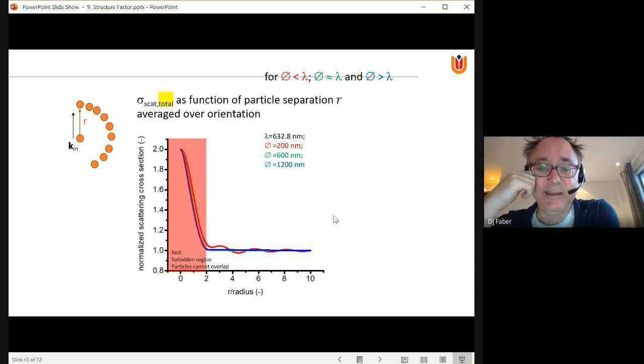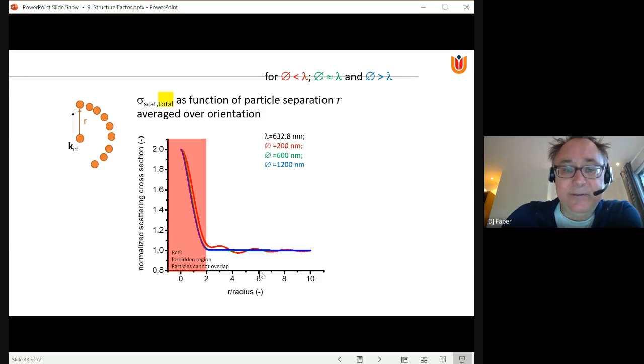So you see that the interference effects become much less pronounced. So again, a forbidden region. For the smallest particle, you see a slight effect here, where there is a little bit of oscillation and a little bit of amplification. So constructive interference. And for the larger particles, for this two-particle system, you actually don't see much effect anymore.